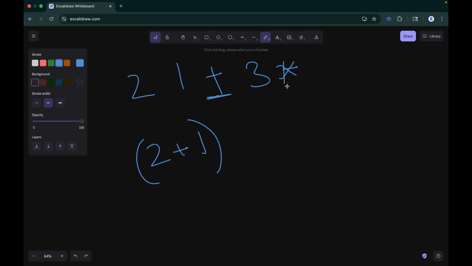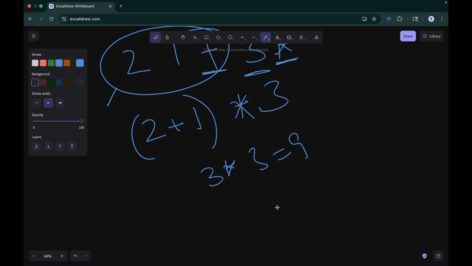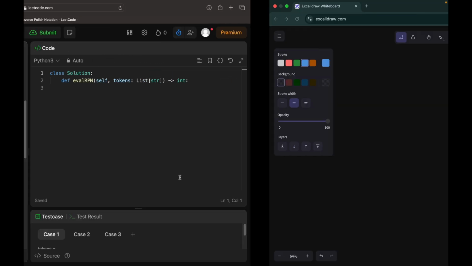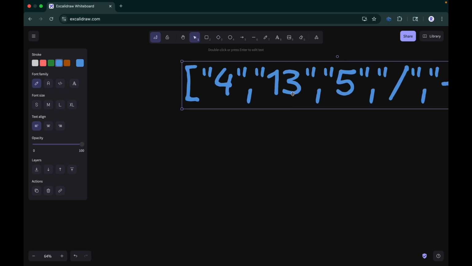Then again we see another operator, so we take 3 and do the asterisk, which is the multiplication, with the number that was previously computed, which is 3. So 3 into 3 will give us 9. That's how it goes. Let's take another example. Let's say we have this thing as our input. Cool. How do we solve this thing?